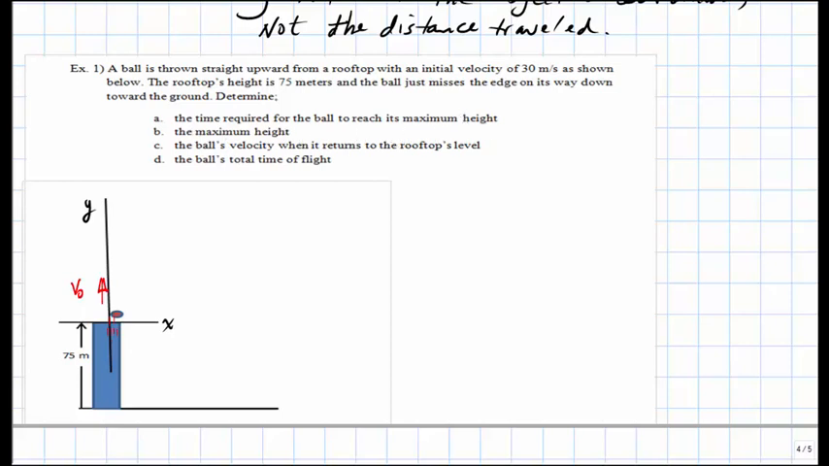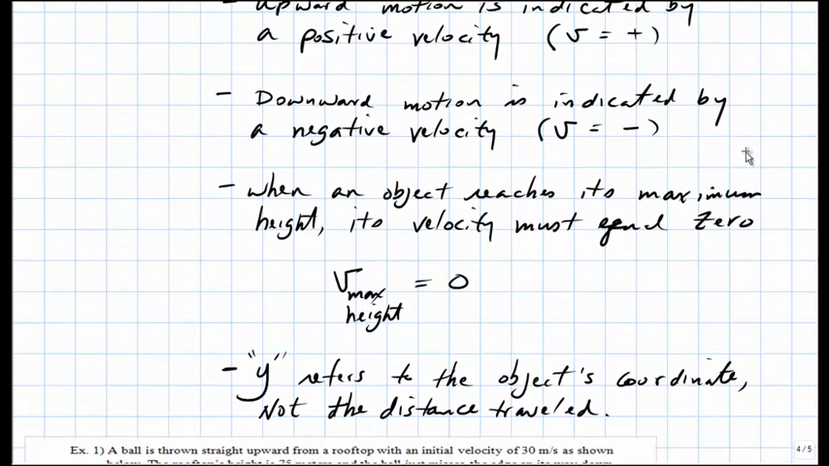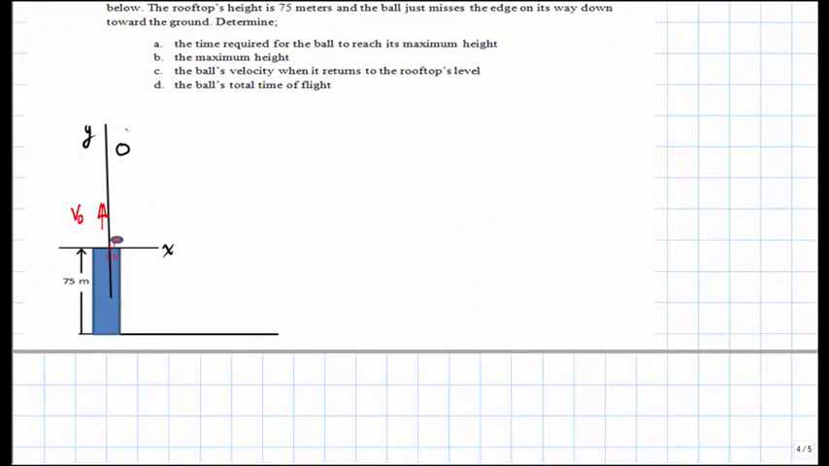Now, in part A, we're asked to find the time required for the ball to reach its maximum height. Let's draw the ball at maximum height. So let's assume that the ball rises to this level right here. We also noted in our observations that when an object reaches its maximum height, its velocity must equal 0. So v at max height equals 0, and we'll note that in our diagram. So the velocity at this location, which is maximum height, equals 0 for the ball.